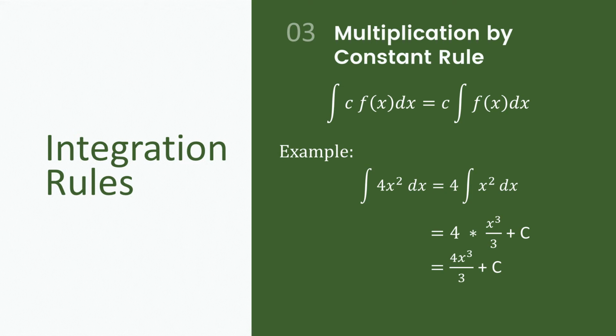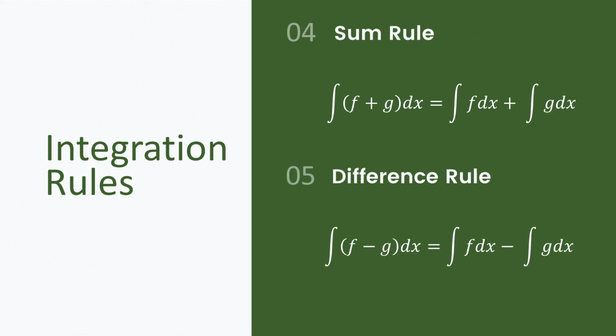So, we need to apply the variable rule in here. Since the exponent of x is equal to 2, therefore n plus 1 is equal to 3. Substituting it to the formula, we now have x cubed over 3. So, simplifying, we have 4x cubed over 3 plus c. That's the final answer. The last two rules will be the sum rule and the difference rule.